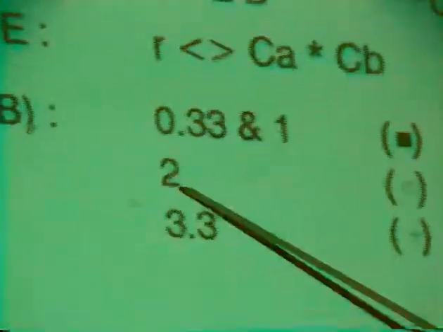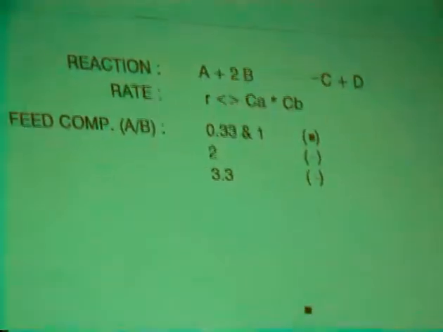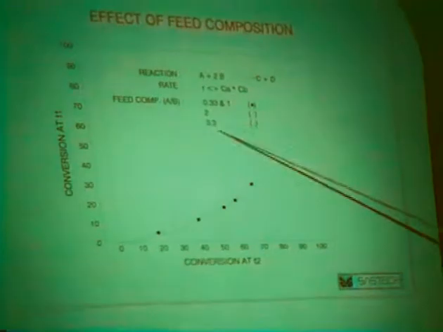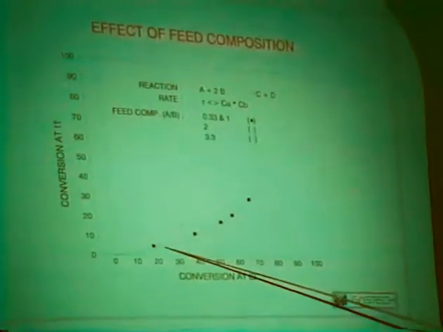This is A plus 2B goes to C plus D, and the rate is proportional to the concentration of the reactants, A times B. Now I'm using different ratios in the feed of A and B. The previous example of Fischer-Tropsch probably works so well because everybody is using a ratio of 2 to 1, or very close to 2 to 1. But if you have a ratio of 0.3 or 3, that's a big deviation. Then you start getting away from the singular kinetic path again.